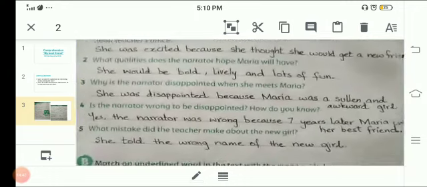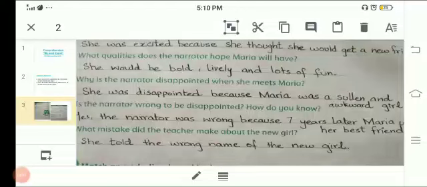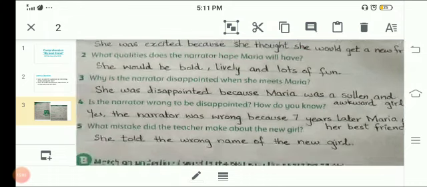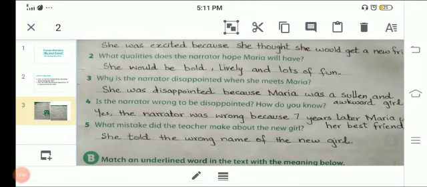Yes, why was she disappointed? She was disappointed because Maria was a sullen and awkward girl. Or you can also write down this, students, that she was disappointed because the new girl, Maria, was not like the girl she had imagined. She had imagined that she would be bold, lively, and lots of fun. But Maria was a sullen and awkward girl. So both the answers you can write down.